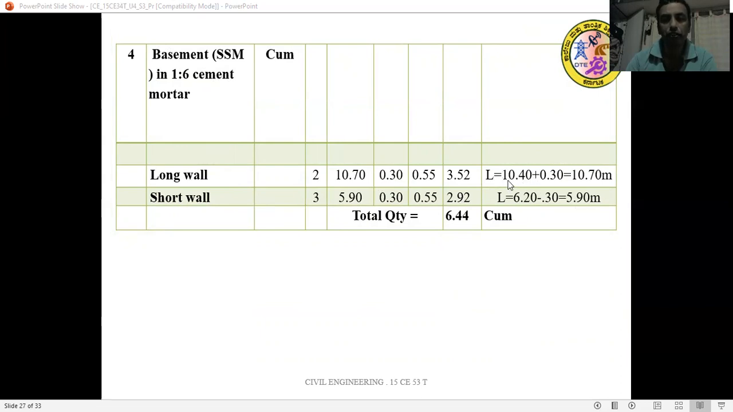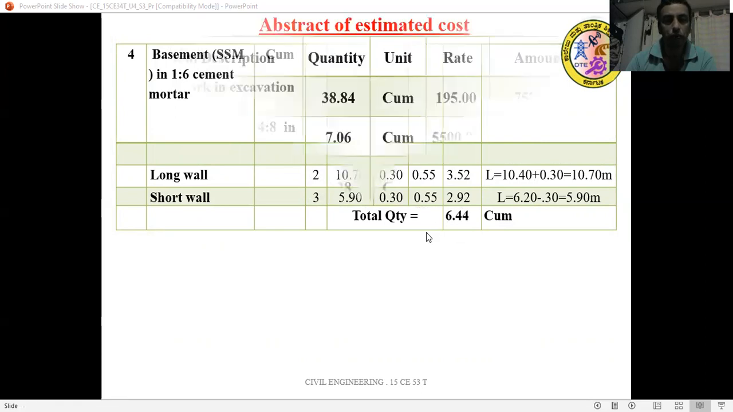10.40 is the center to center length of wall plus 0.30 meter is equal to the width of the particular basement. Then adding these two, 10.70 meter is the true length of the wall. This is the true length of the wall for long wall. This is the true length of the wall for short wall. The breadth of the basement will be the same for both long wall and short wall. Depth will be the same. Finally, you get the quantity of 6.44.